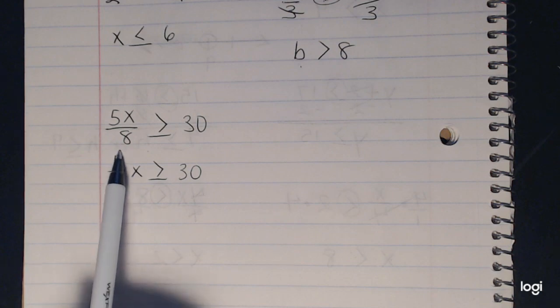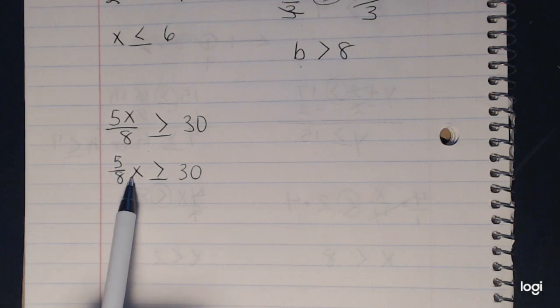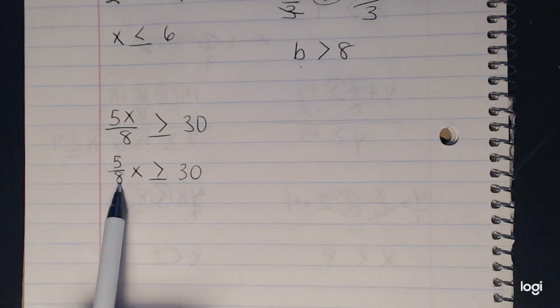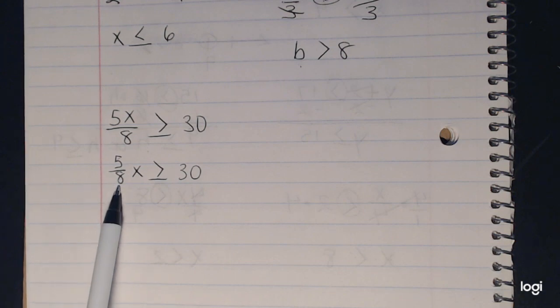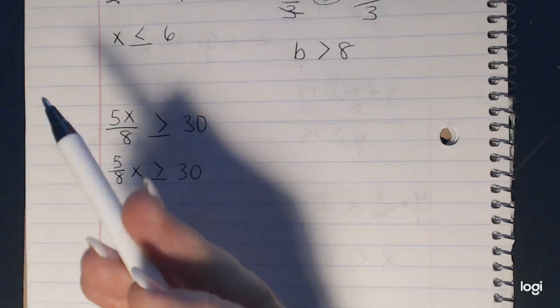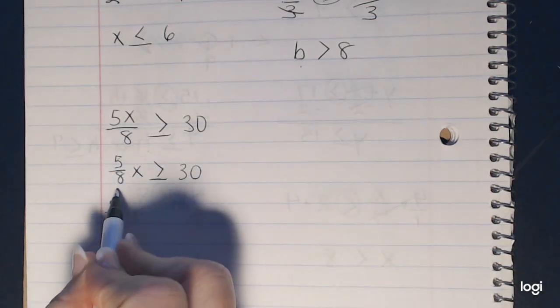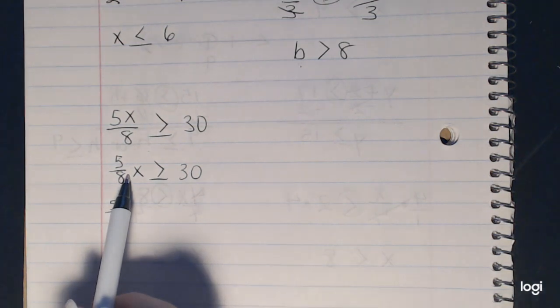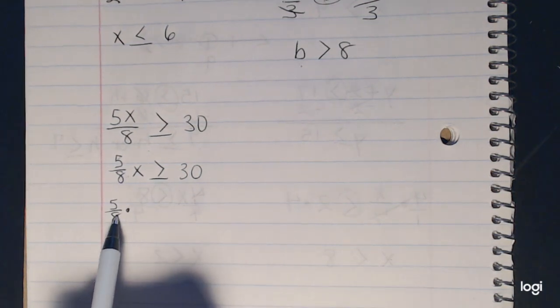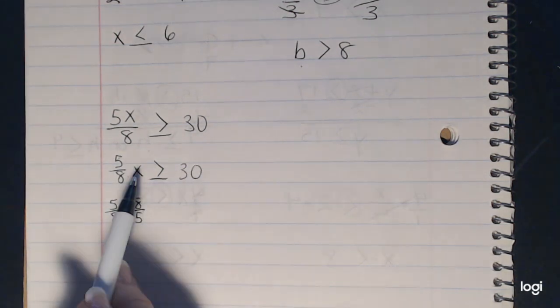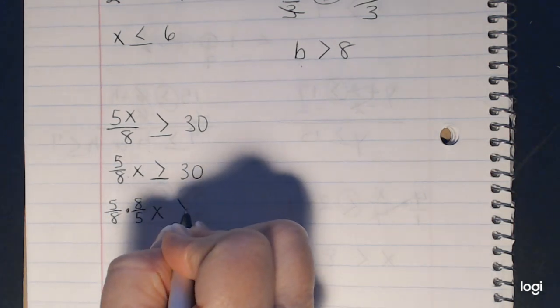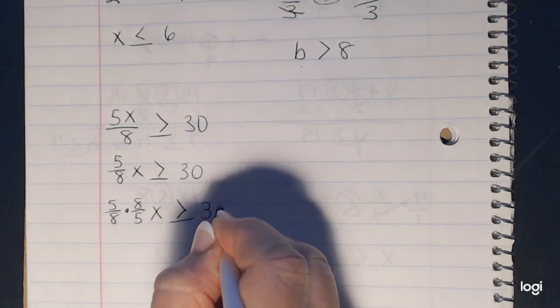Now, right now, this fraction is multiplying by x. The opposite of multiplying would be divide. Most of us know if we're going to divide by a fraction, the rule is keep, change, flip. So I'm going to keep the 5/8 like this. I'm going to change from dividing with fractions to multiplication. I'm going to flip like this. I still have my x. I still have my greater than or equal to 30.